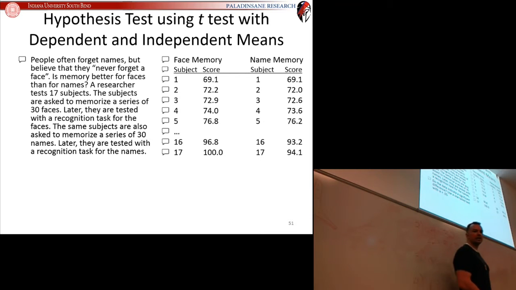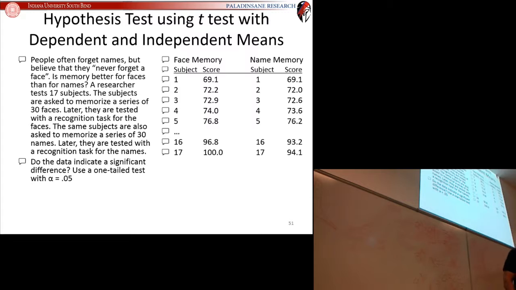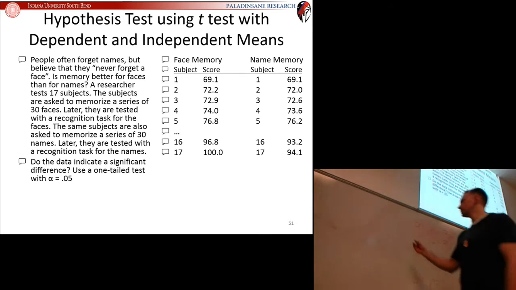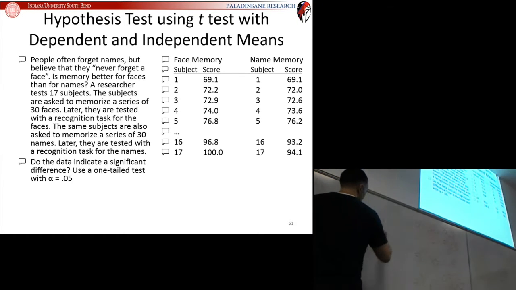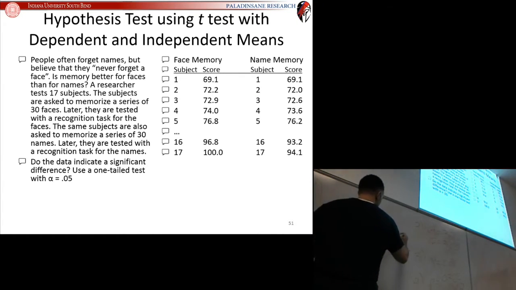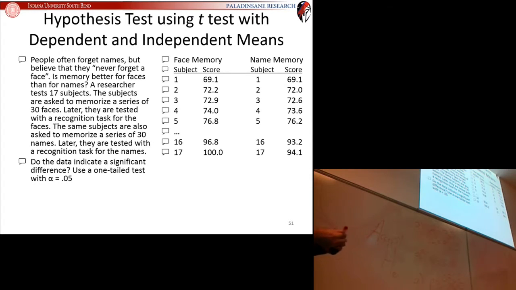So do the data indicate a significant difference? Use a one-tail test with an alpha of 0.05. So remember that for the independent means t-test that we just did, we accepted the null hypothesis. All right, so keep that in mind. What now happens when we use the exact same data, but we run it as a dependent means t-test?